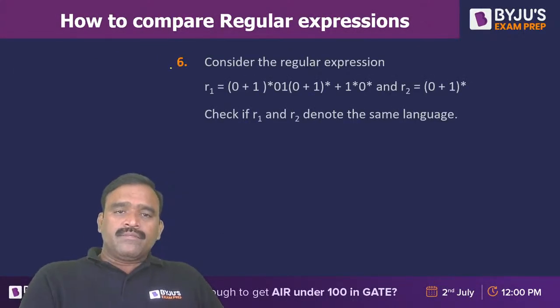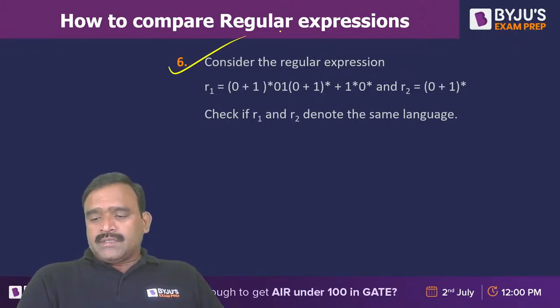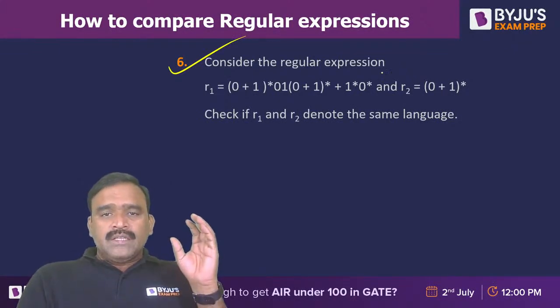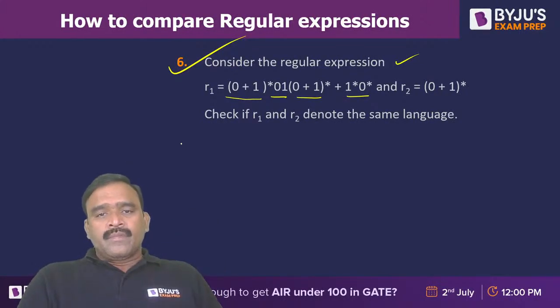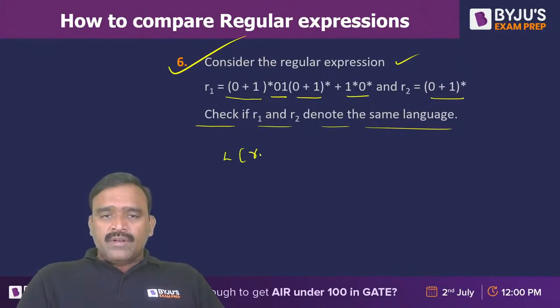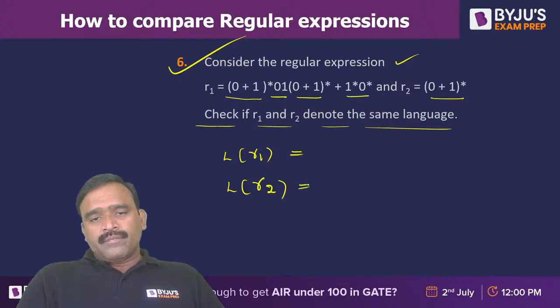Now coming to question number 6. Are you following? Consider the regular expression R1 equal to (0+1)* 01 (0+1)* + 1* 0*, and R2 equal to (0+1)*. Check if R1 and R2 denote the same language. Very good question. You can verify what is L of R1 and L of R2. Then only you can say whether both are equivalent or not.